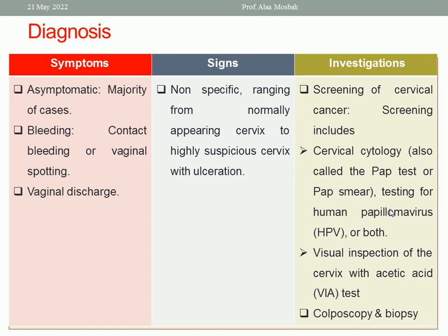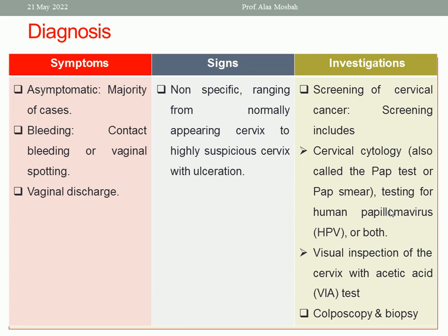Investigation including screening for cervical cancer by doing cervical cytology or Pap test or Pap smear testing, or testing for human papillomavirus, or both of them. In low resource countries, we may need to do visual inspection of the cervix with acetic acid test, and the aceto-white areas are considered suspicious, and biopsy or colposcopic examination of this area and the punch biopsy can be taken from this area.